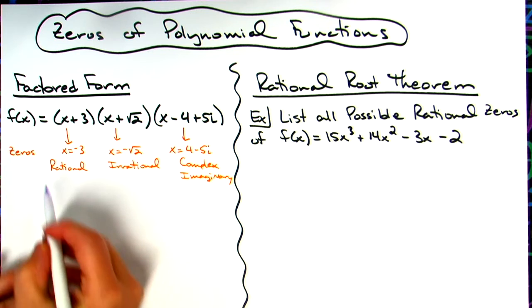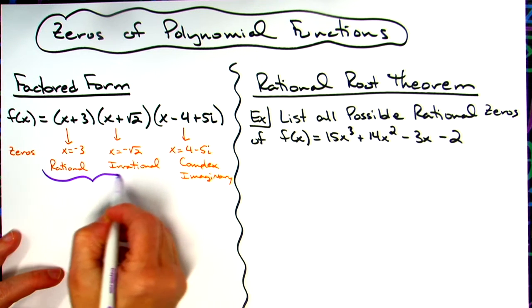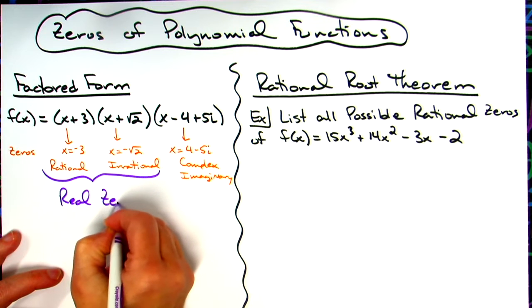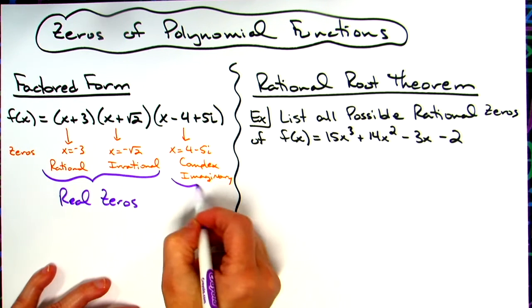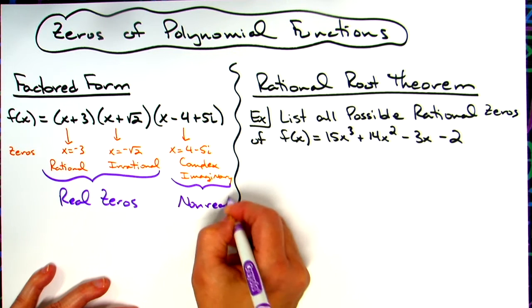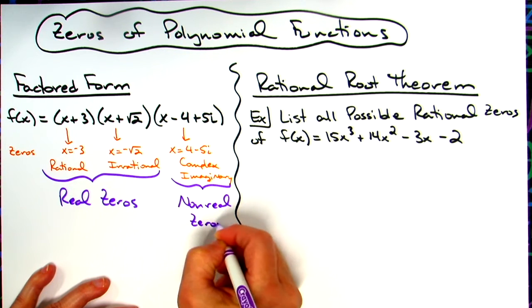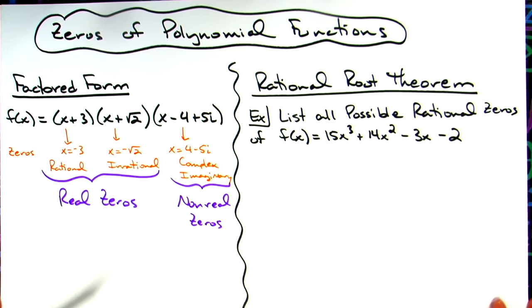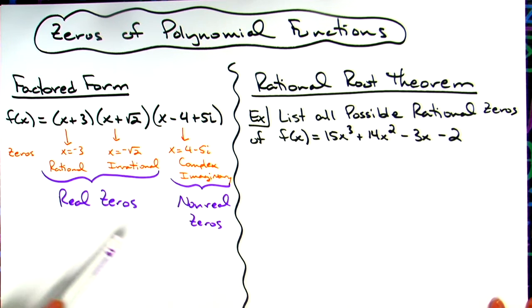Now we can further classify these two as real zeros, and we can call this one a non-real zero. So you should be able to take your polynomial functions, especially if they're in factored form, find what those zeros are easily, and then classify them in the various ways that we know how to do that.